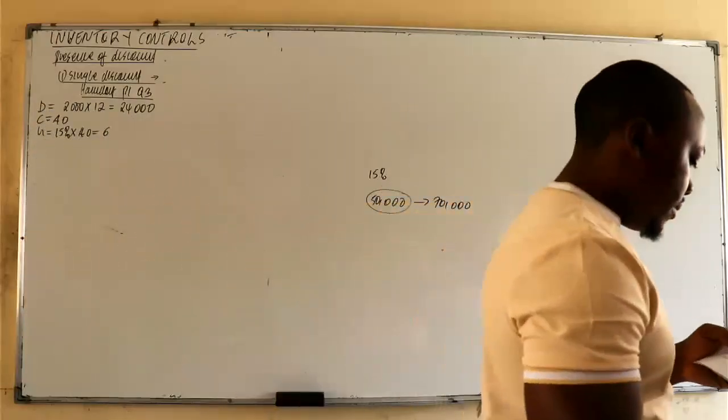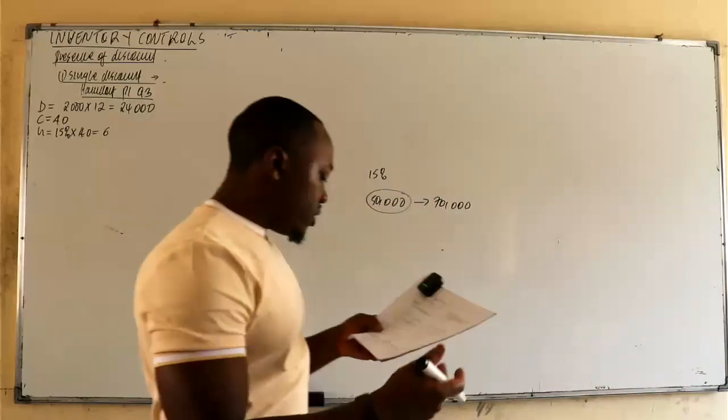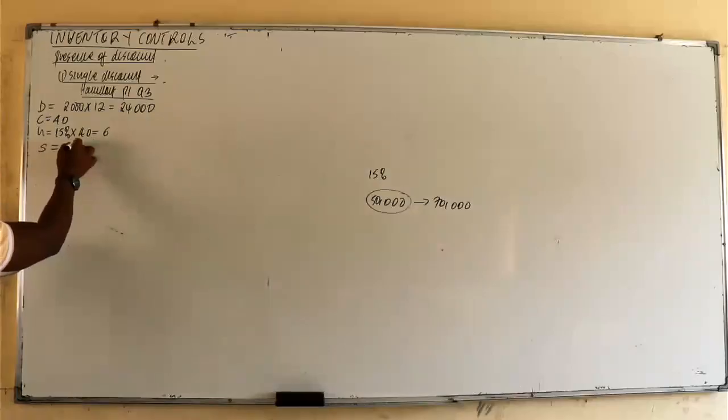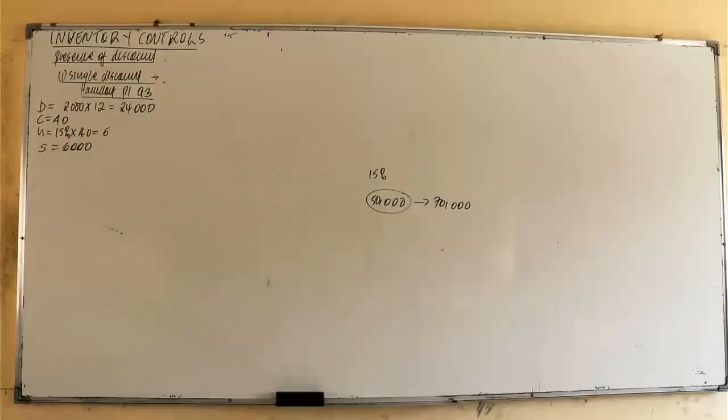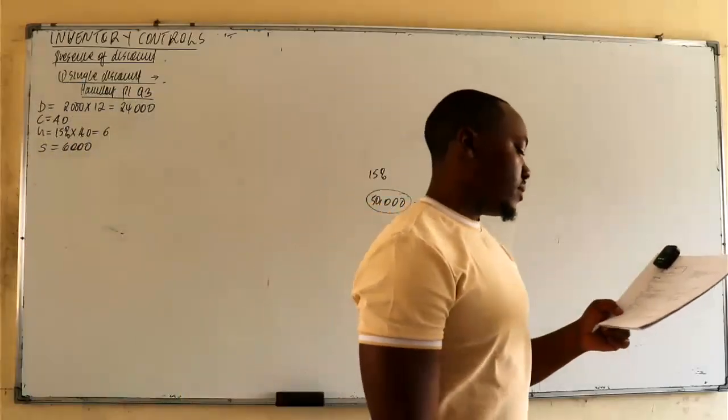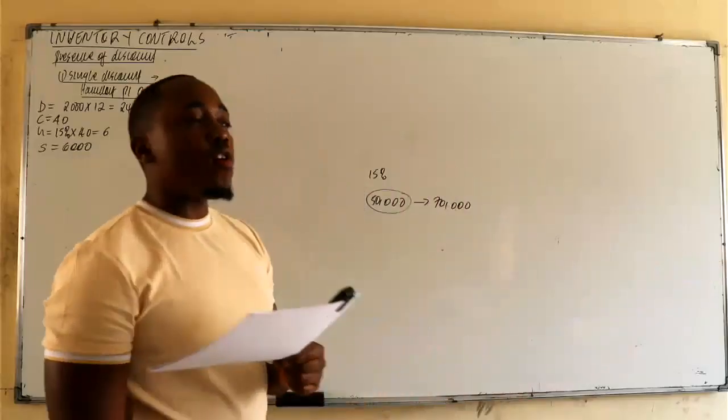Then you are told that the fixed cost per order is 6,000. So S is 6,000. For the purchase of 9,000 or more, so you're given the threshold. If you buy 9,000 or more units, a discount of 20% per unit is offered. Determine the optimal order size.